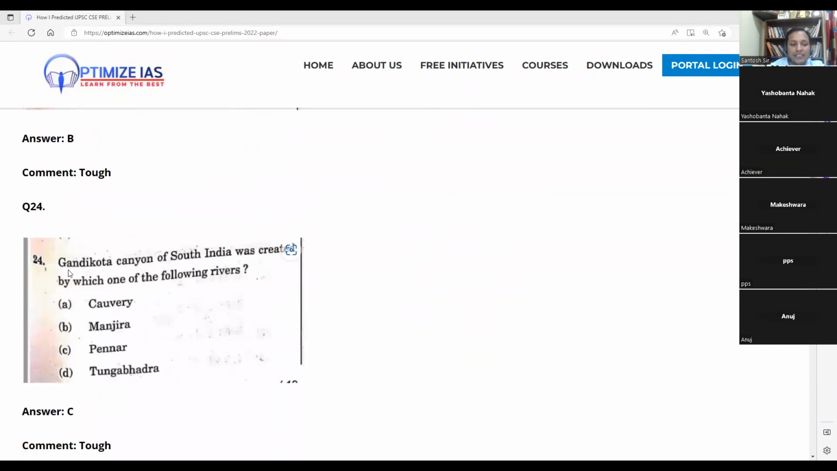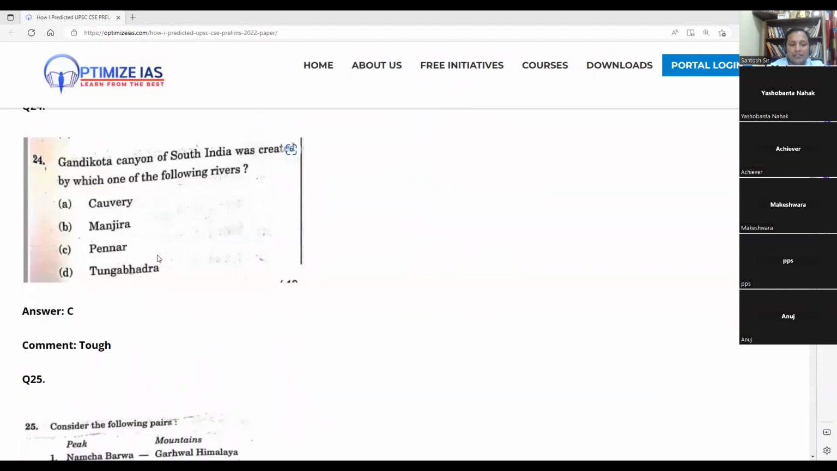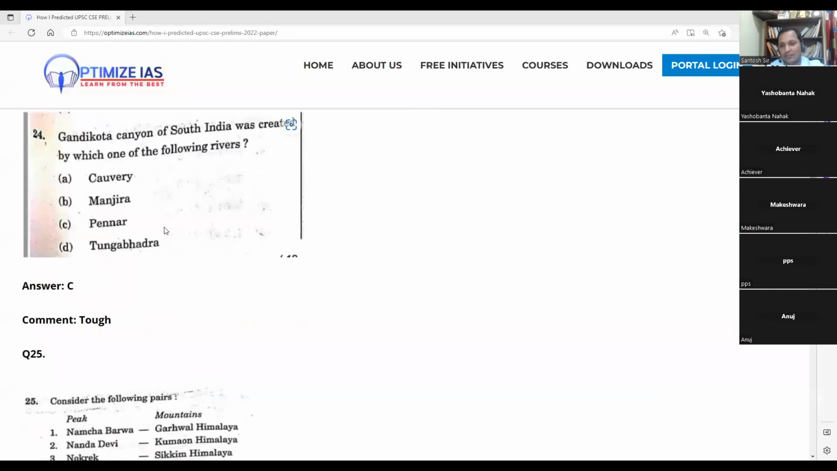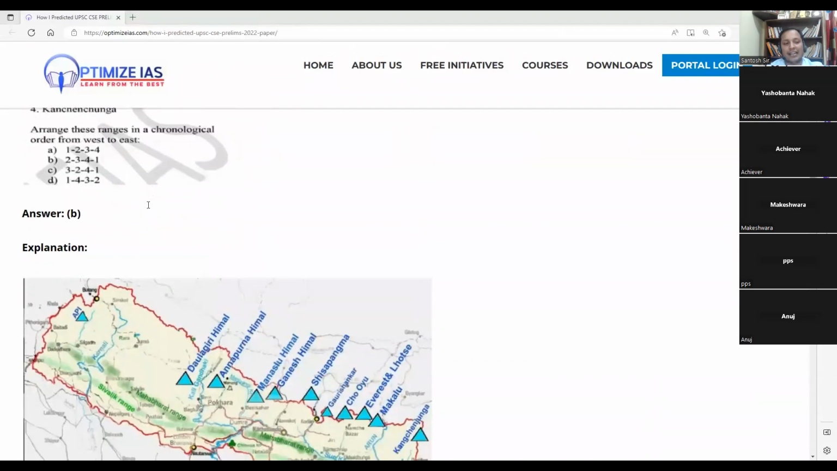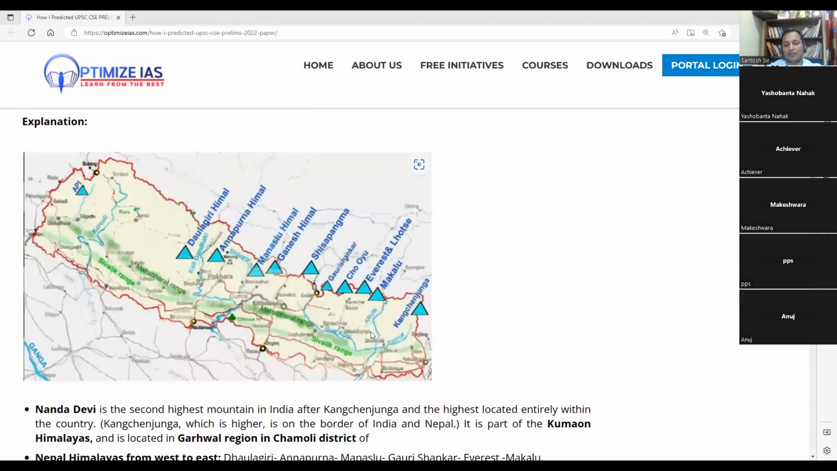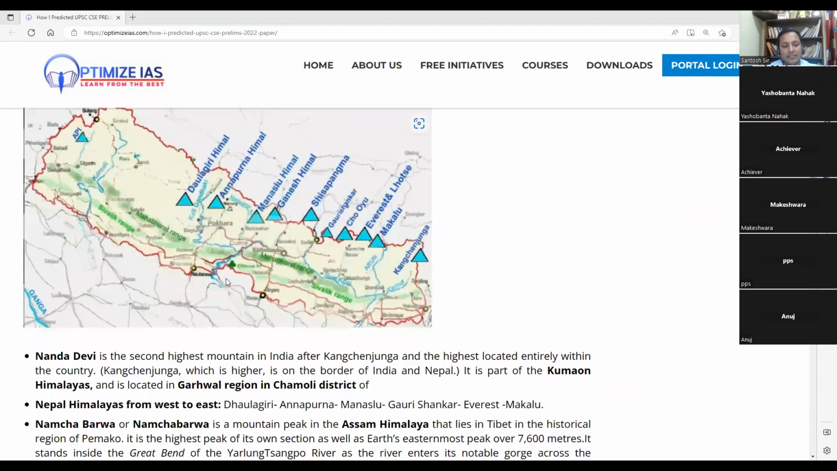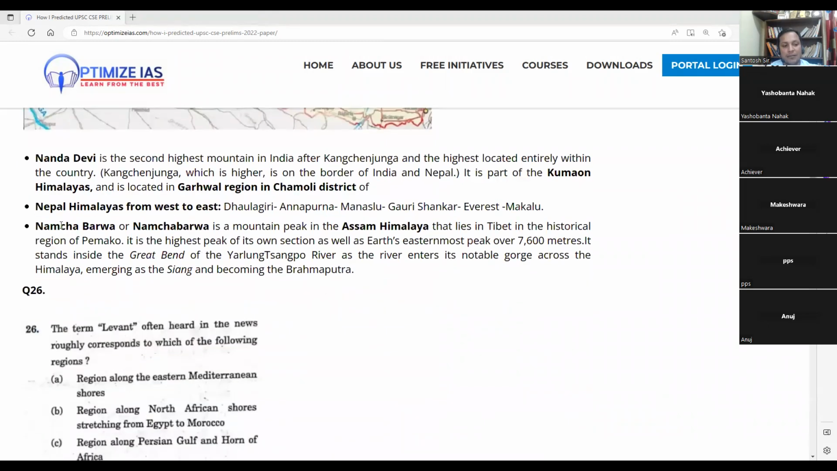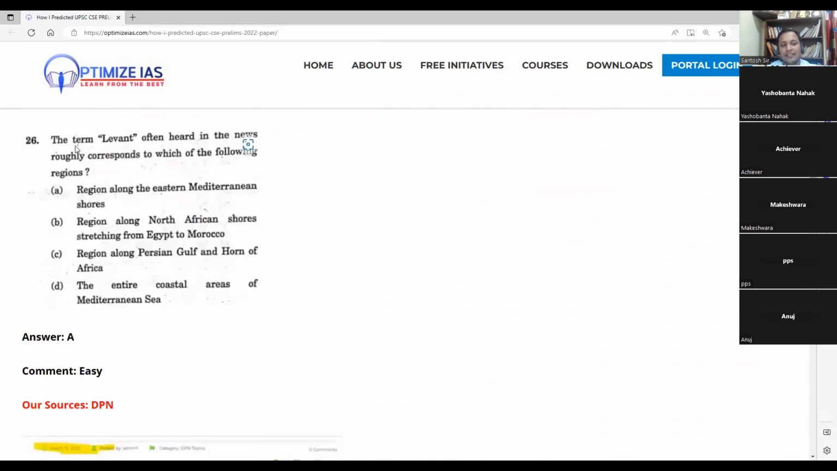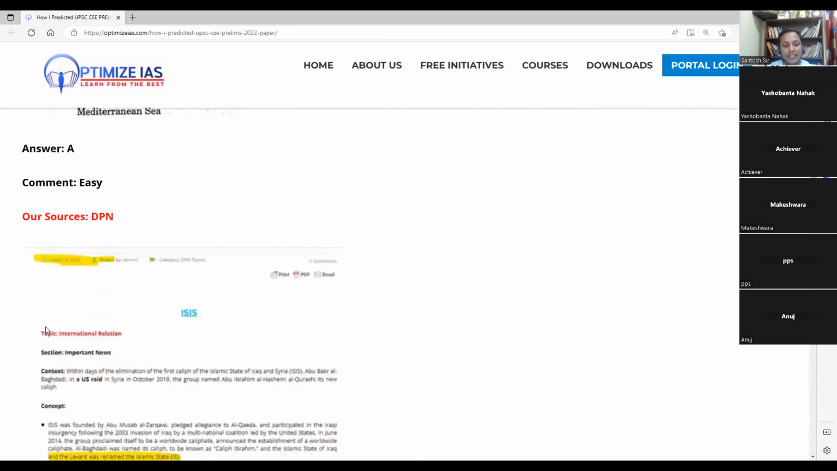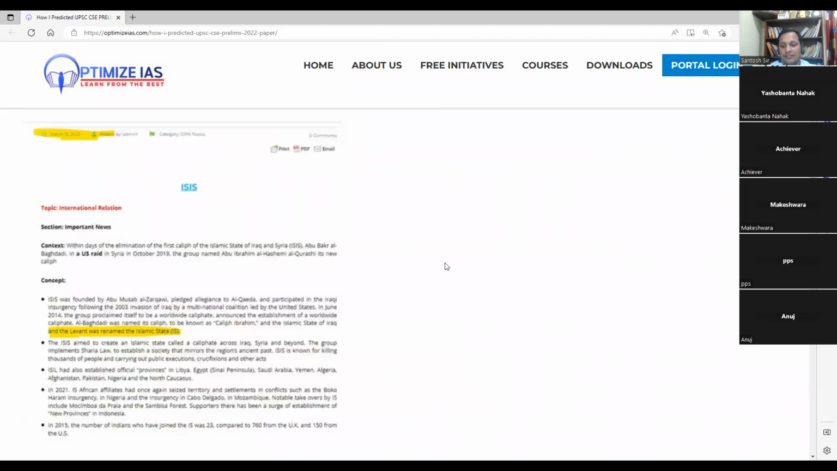Next, you see Gandikota Canyon. This was also a tough, factual question. It was not in my source, so I humbly accept that it is not in my source. Then you see Namcha Barwa, Nanda Devi, Nokrek, exactly from our NCERT Indian Geography test. I have shown the diagram also. Then the Levant region, directly from DPN, ISIS, Levant region, you see here.